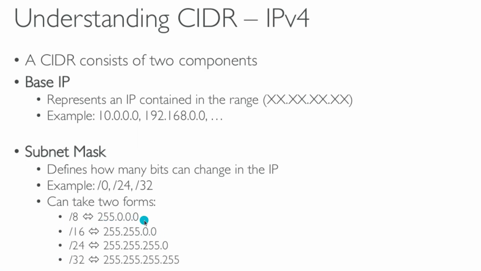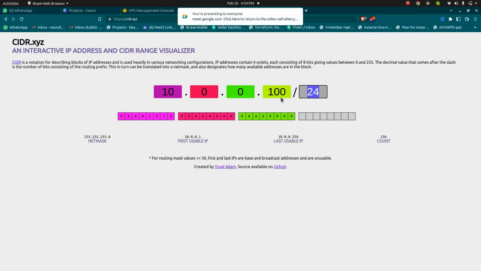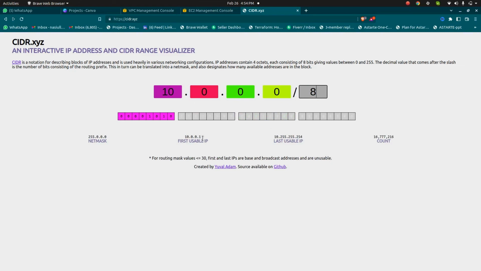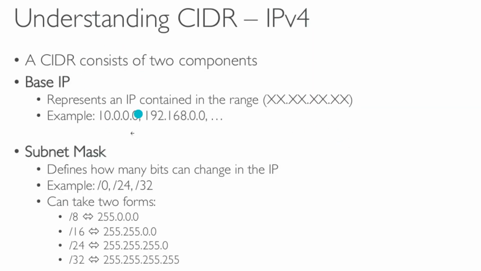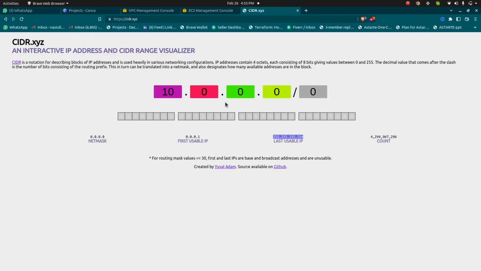Okay? And you don't need to remember this for the exam or for anything. You will understand this when you do it every day, when you practice. So don't try to remember it. If I do /8, you can see these three octets are changing. If I do /0, which means everything is going to be changed. So that's what CIDR is at the base. And you can always use sites like this, cidr.xyz, or you can also find other sites, but this is what I use.